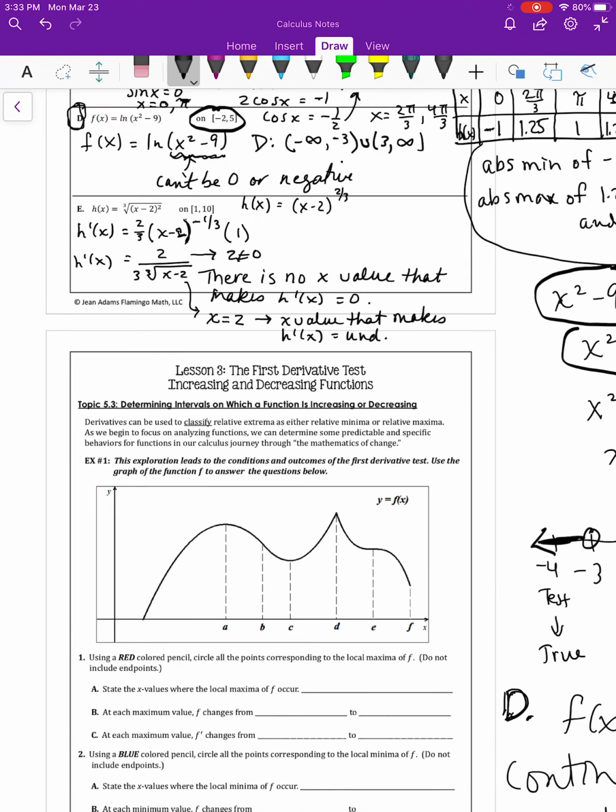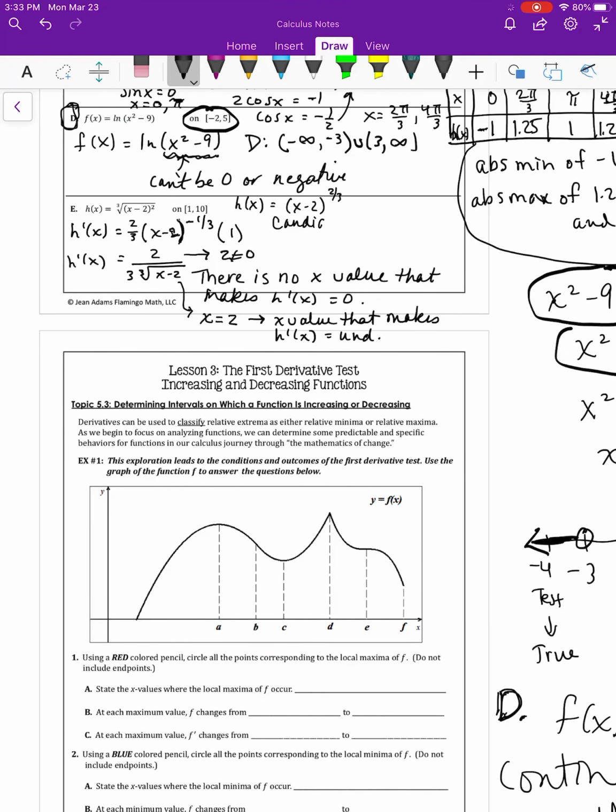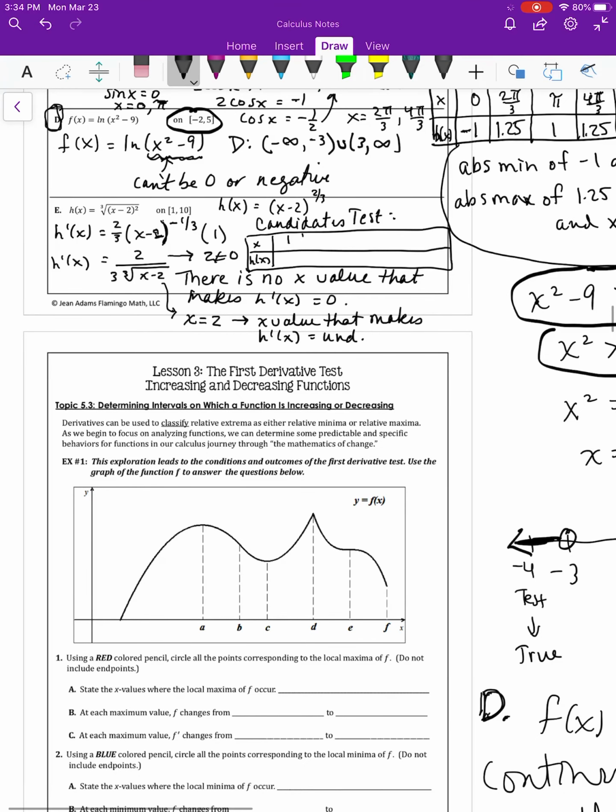So now what do we do? Candidates test. So we'll do this up here. And we'll make our little chart here. Hopefully I can fit everything in there. Here's our x and our h of x. And so now we've got our endpoint of 1. We've got our critical point that makes our derivative undefined at 2. And then we've got our endpoint at 10. Yep, my box was big enough.